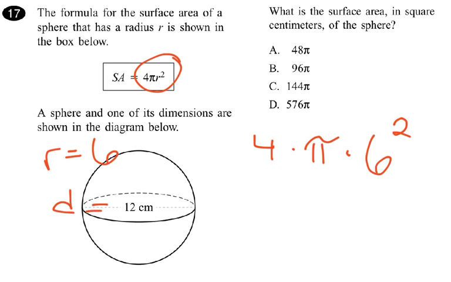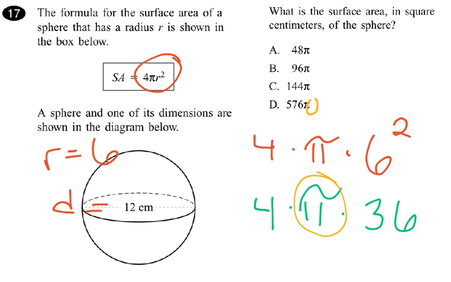PEMDAS tells us that we need to do the exponent first. 6 squared, which is 36. Let's bring down the rest of our formula. 4 times pi times 36. Well, we can obviously leave this pi symbol alone, because it's in every single one of our answers. So we don't need to do that. Let's just do 4 times 36. And if we do that, we're going to get 144 times pi.